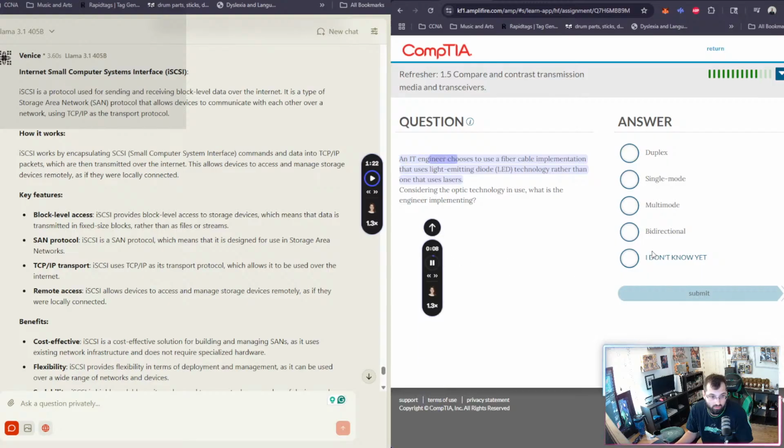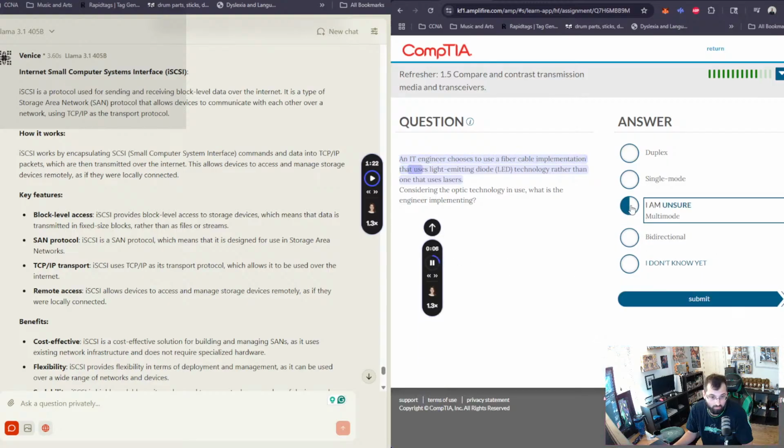An IT engineer chooses to use a fiber cable implementation that uses light-emitting diode LED technology rather than one that uses lasers. Considering the optic technology in use, what is the engineer implementing? Multi-mode.